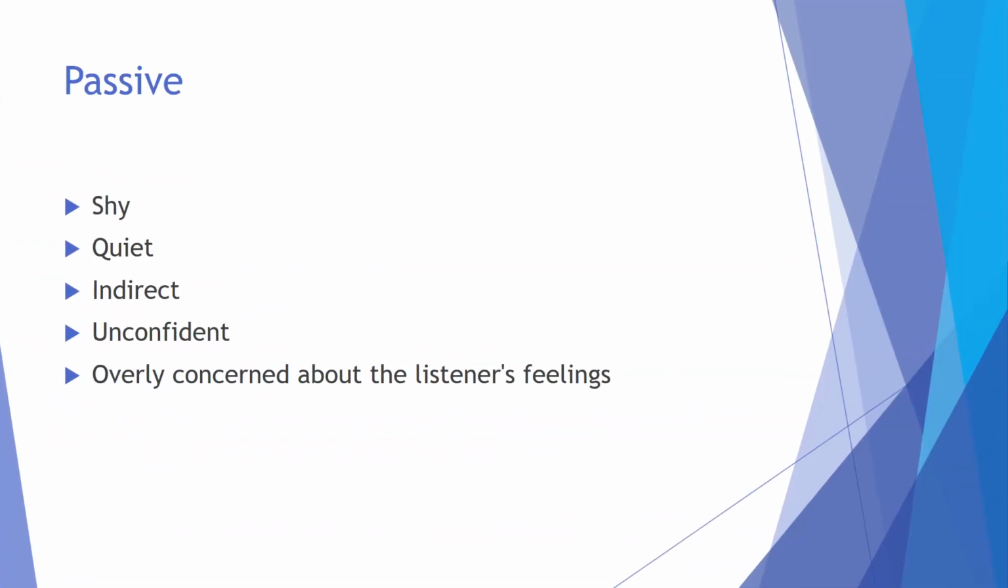The passive speaking style tends to be very shy and quiet. They are also going to be indirect, meaning their message is not going to be clear and concise. And this can cause confusion for the listener. They will usually be unconfident and are going to be overly concerned about the listener's feelings. So much so that they are going to be more concerned about offending the listener than getting their information and message delivered and understood.